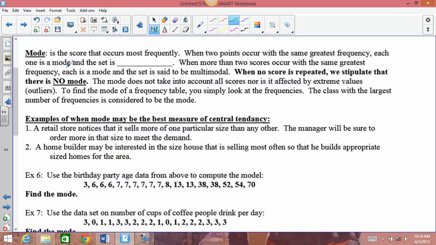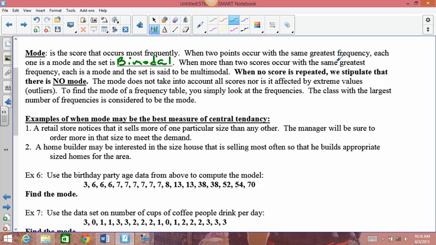Mode is the score that occurs most frequently. So I just think mode, most. The definition for mode is not on your formula sheet, so it is one that you need to memorize. Mode, think most. When 2 points occur with the same greatest frequency, each one is a mode, and the set is referred to as bimodal. Bi meaning two, so having more than one mode.